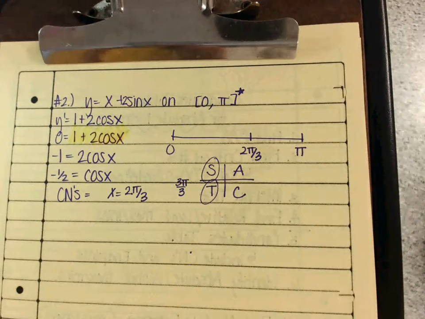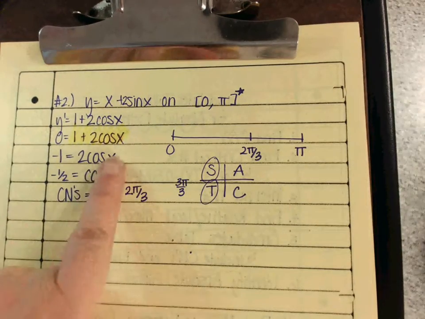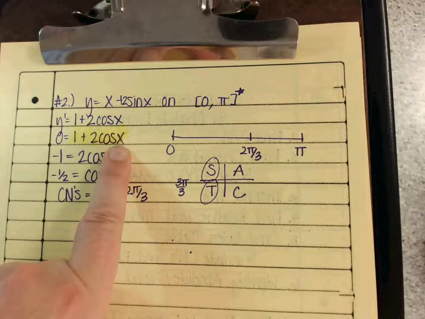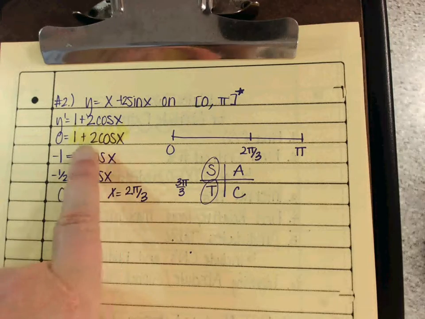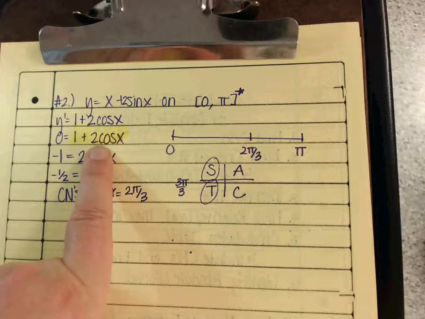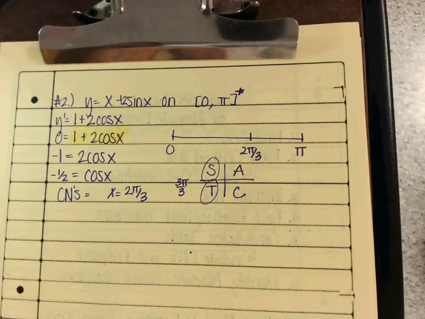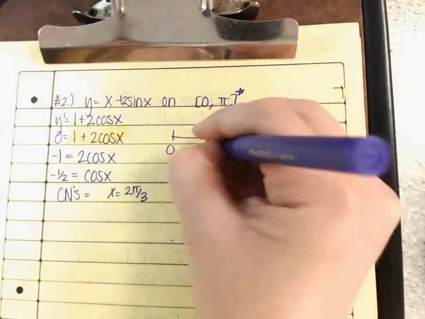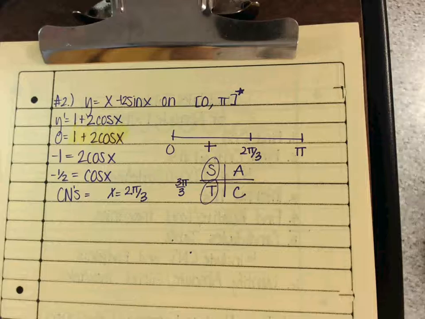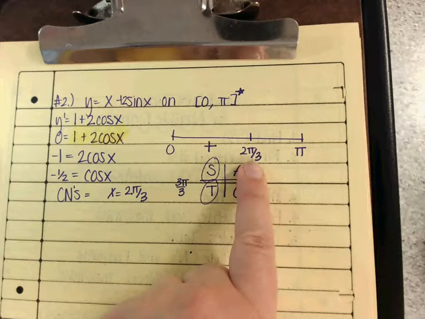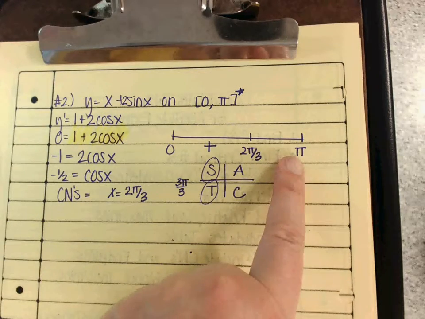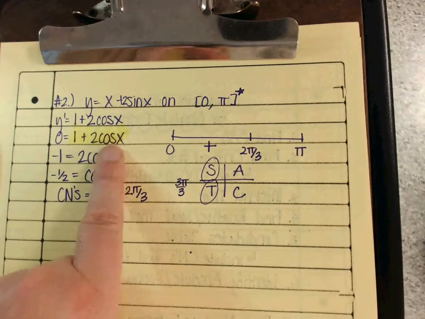Okay, so ready? We're going to plug in 0 first. What is the cosine of 0? 1. What's 1 plus 2 times 1? 1 plus 2 is 3, so it's positive. So put a little plus sign. This first interval is positive. Now, I want to pick a number bigger than 2 pi thirds. Well, then I'm going to pick pi. So, ready? What's the cosine of pi?